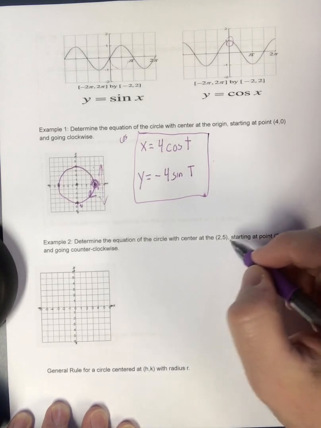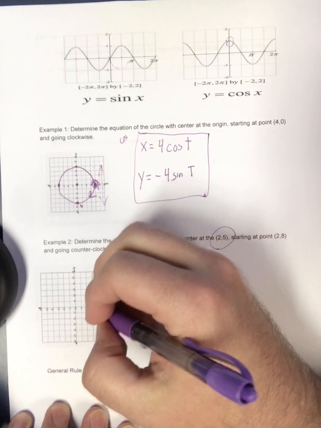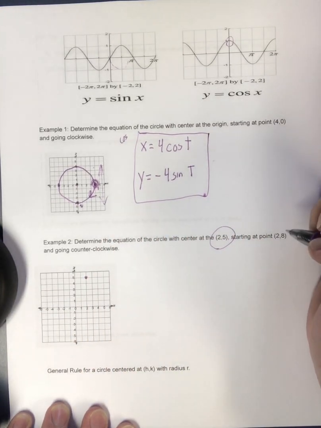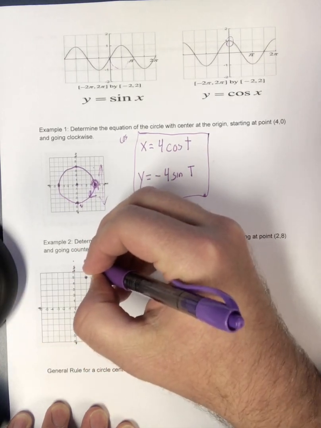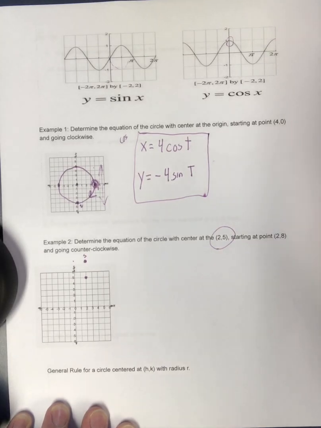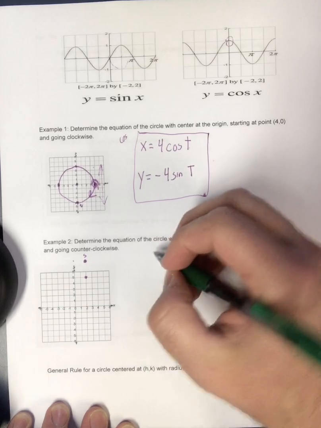All right, now we're going to look at one that has a center that is not at the origin, at 2, 5. So that's right there, starting at point 2, 8. So extend this graph a little bit. It's going to be starting there. I'm going to put a little S for start. Because that is 3 away, that means it is going to have a radius of 3.